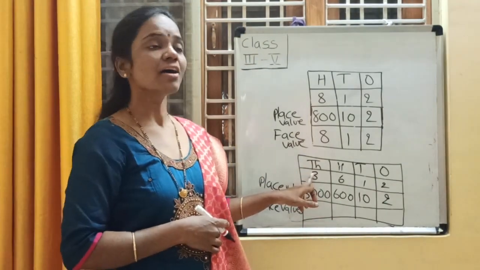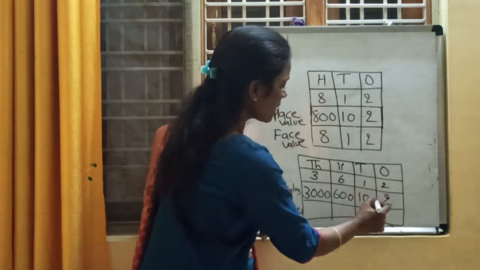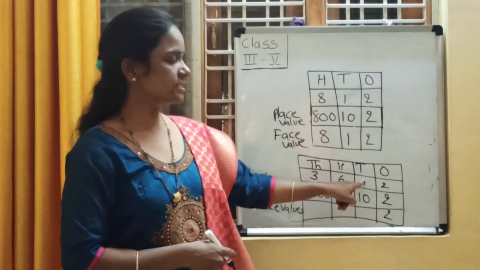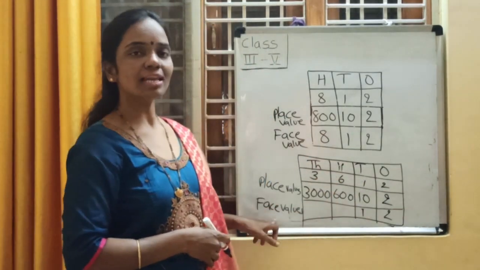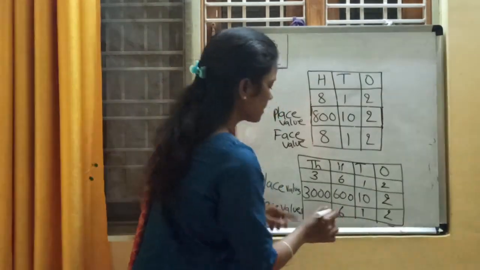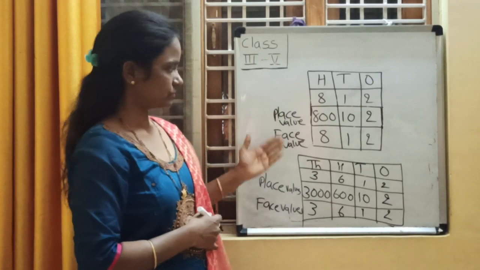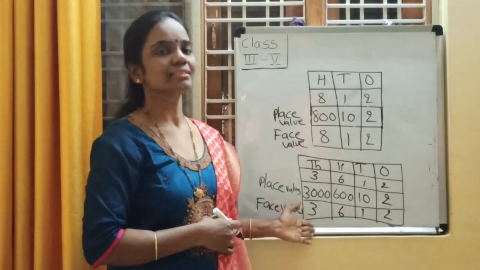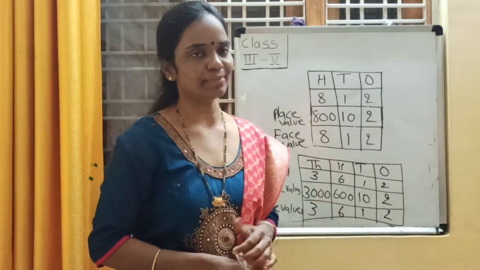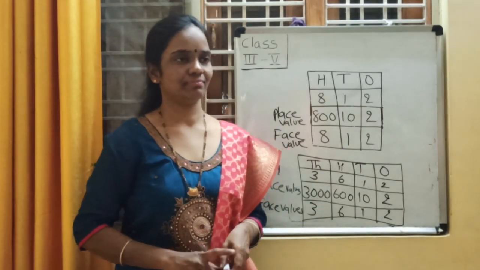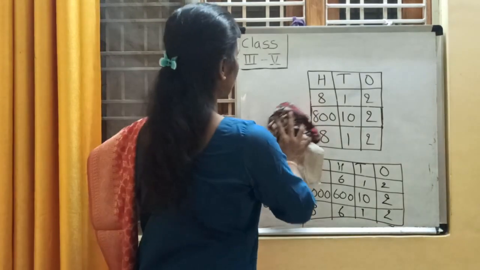Now write down the face values, the same numbers. 2's face value is 2. 1's face value is 1. 6's face value is 6. 3's face value is 3 only. Understood, children? Yes, quickly note it down. After this, I want to give you an assignment. Yeah, note down the homework.